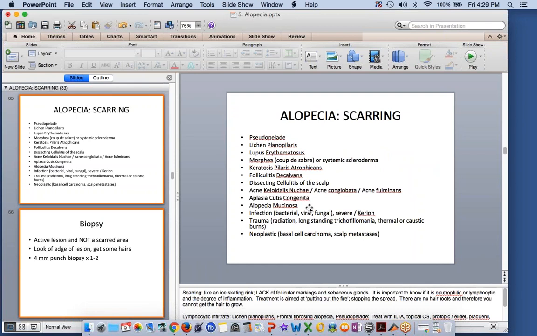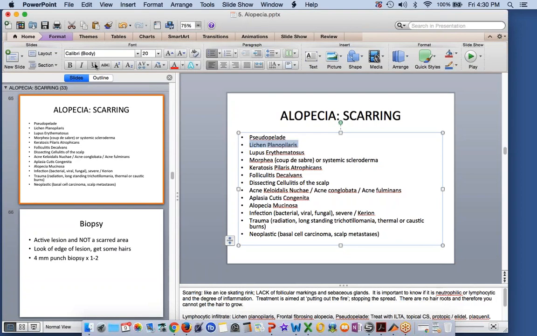Now, there's a whole host of scarring alopecias. They're described in this slide: pseudopelade, lichen planopilaris, lupus, morphea, folliculitis decalvans, dissecting cellulitis. Now, of these, I could tell you that the most common ones include lichen planopilaris. It's a form of lichen planus, and I don't think I've ever seen it associated with lichen planus of the body, but it can be associated with lichen planus of the body.